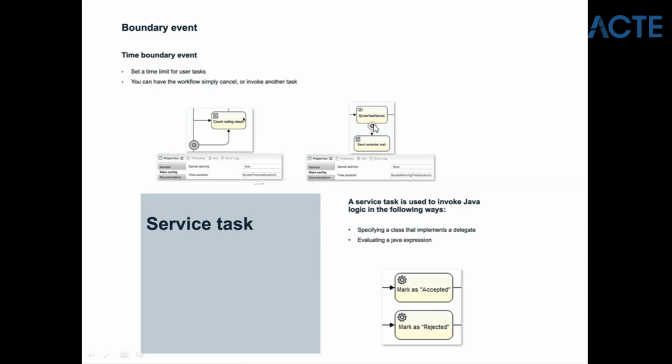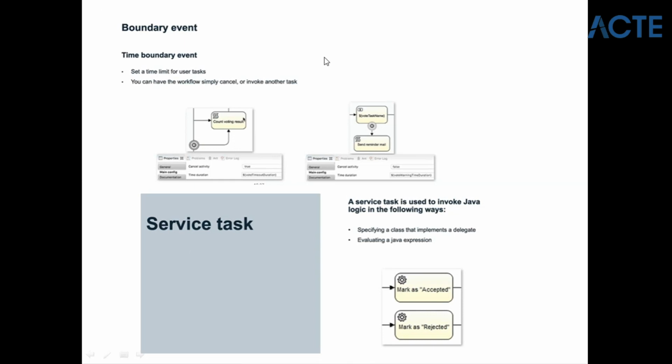So if this user is not processing the task for 5 business days, then move on to this flow. Likewise, I can set the time and wait, and then the flow can be redirected to somewhere else. Likewise, we have the time boundary event. This is the icon for that.